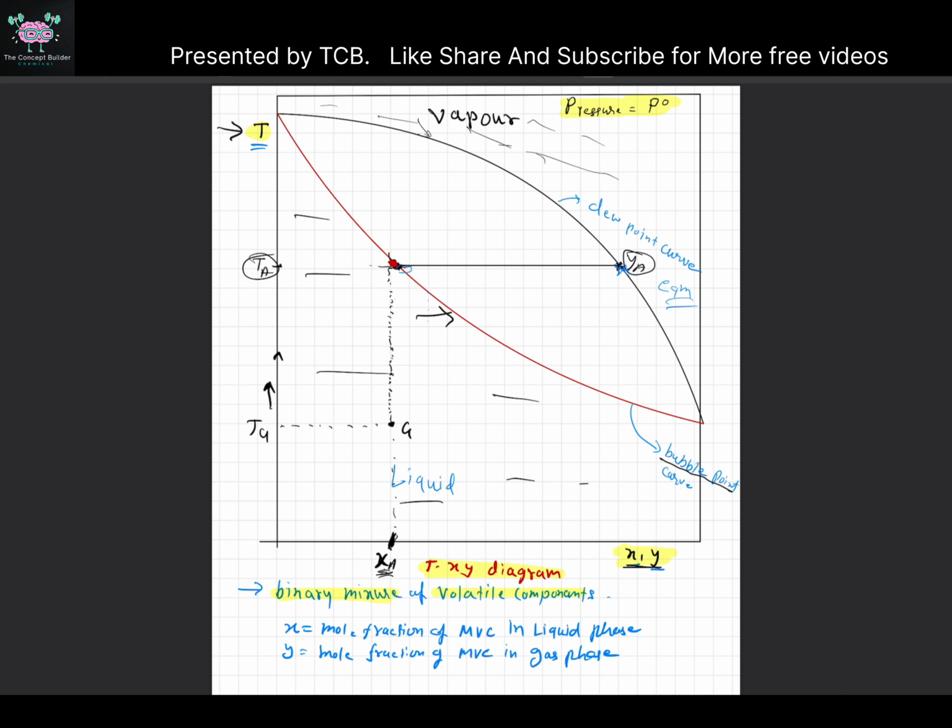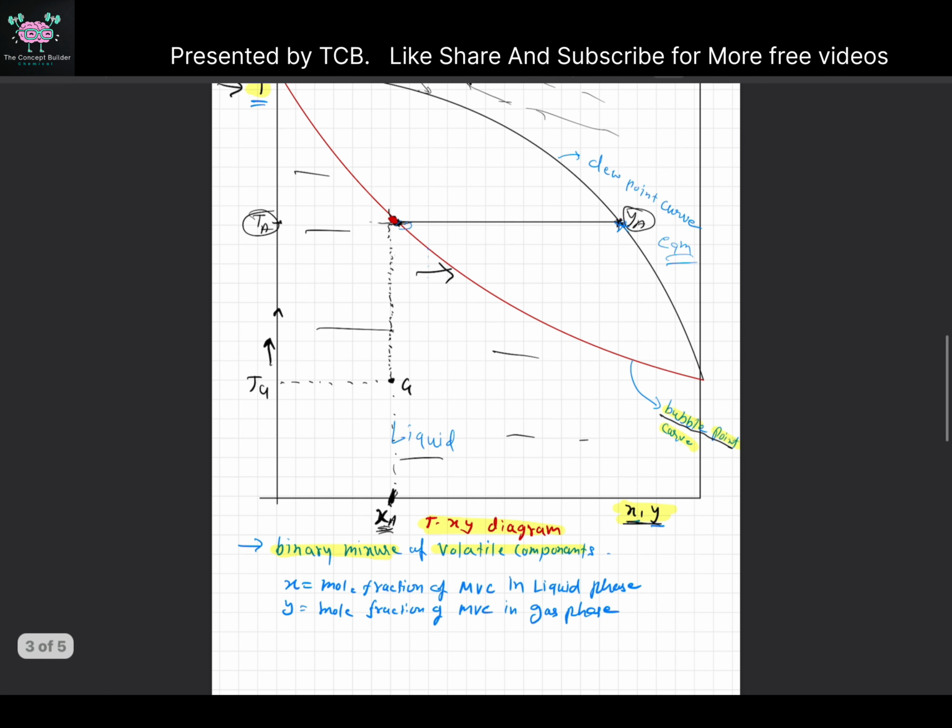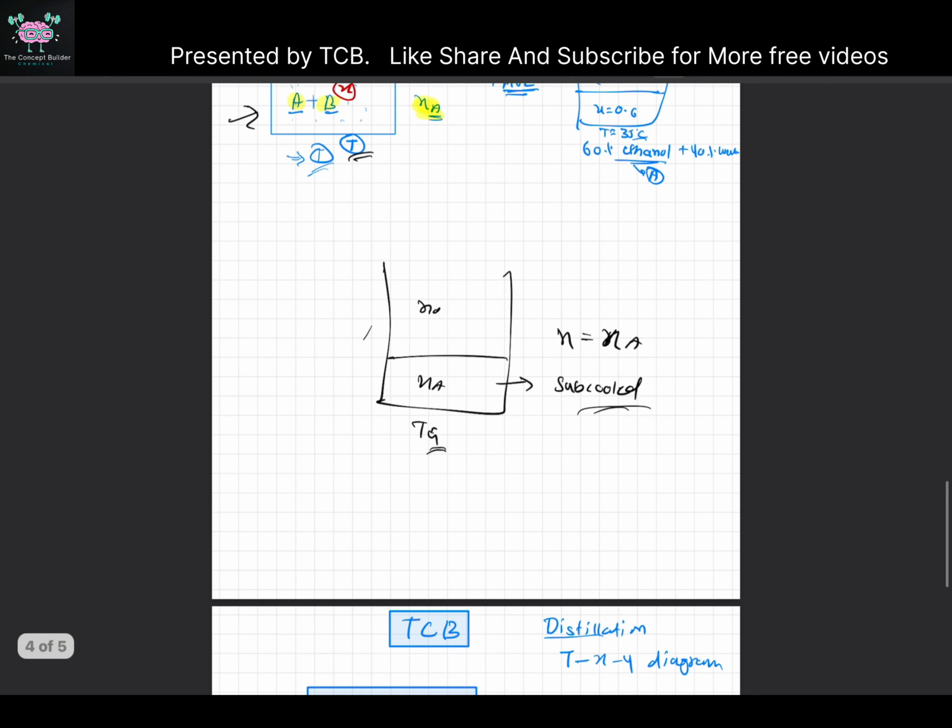You can see this point is where you hit this line, and this line is called the bubble point curve. Why is it called bubble point? The reason is very simple: at this point the first vapor bubble will form, or the liquid will just start boiling.